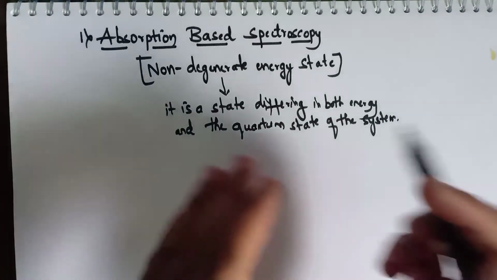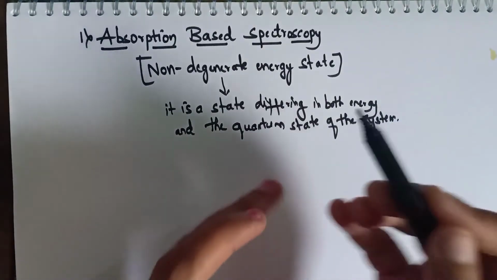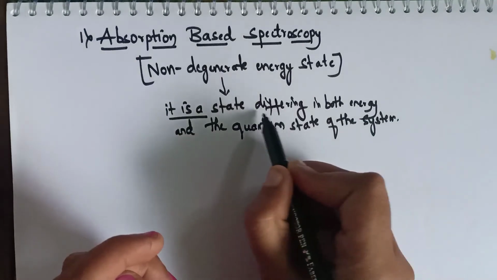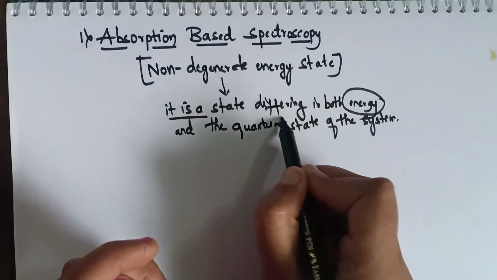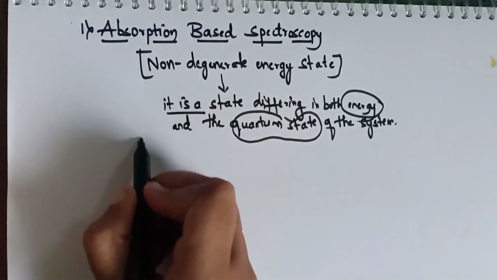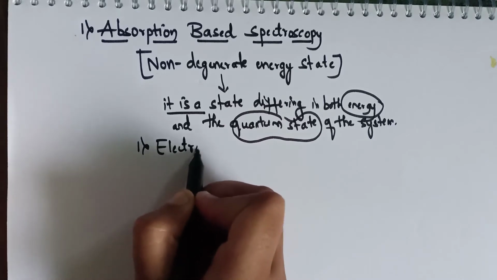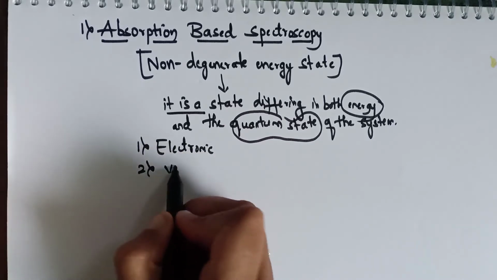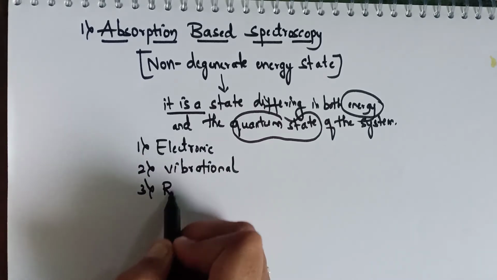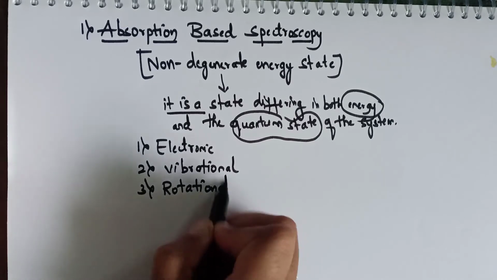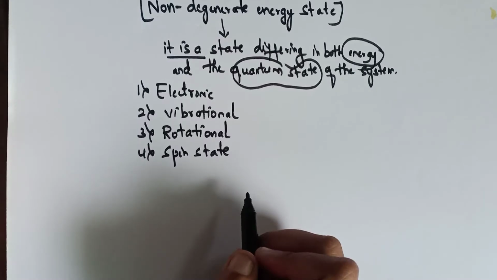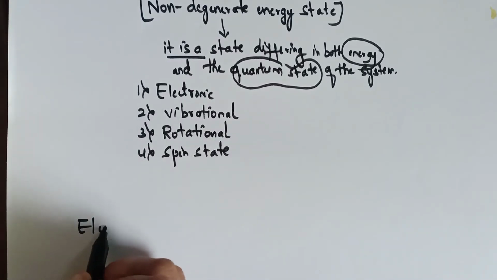Here, what is a non-degenerate energy state? It is a state differing in both energy and quantum state of a system. There are 4 types: electronic, second one is vibrational, third one is rotational, fourth one is spin state. So now let's represent it for electronic.